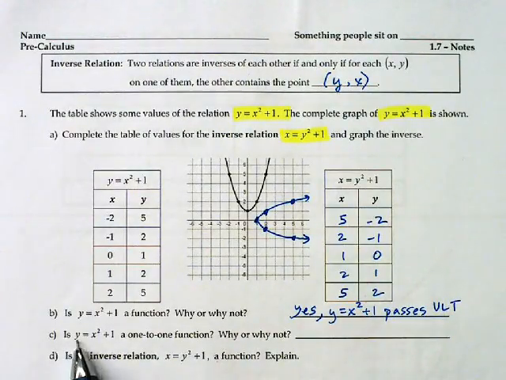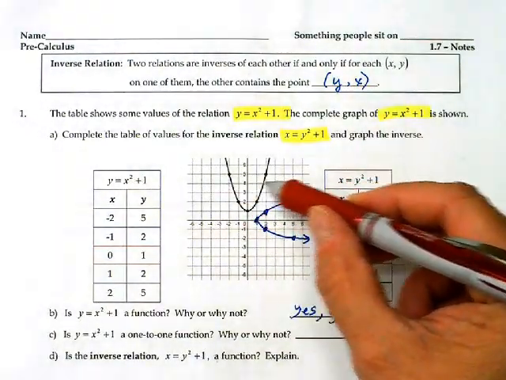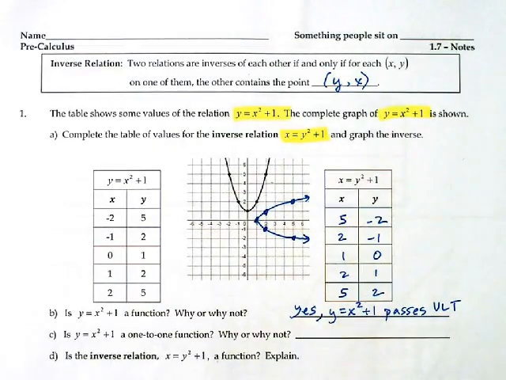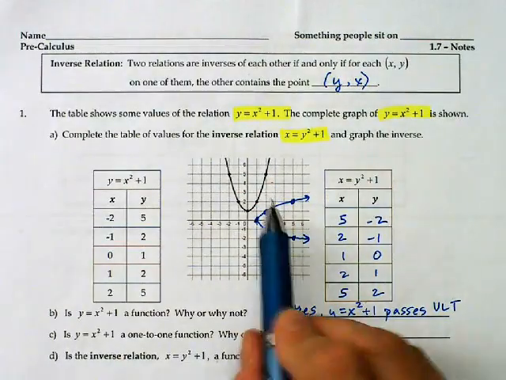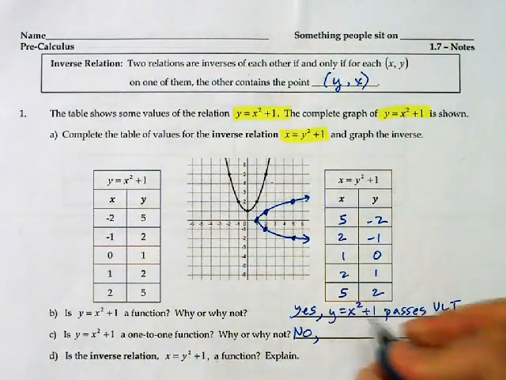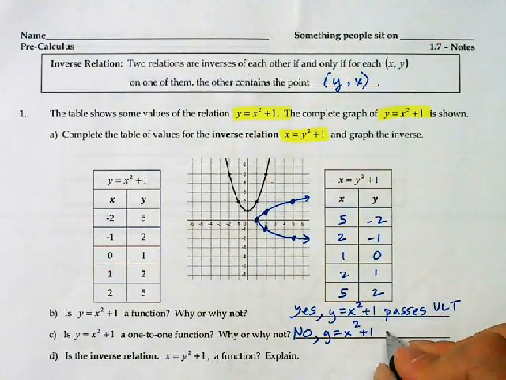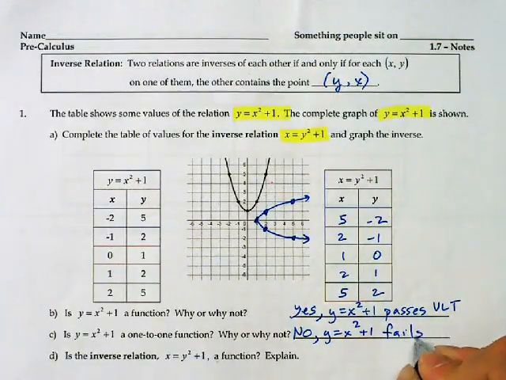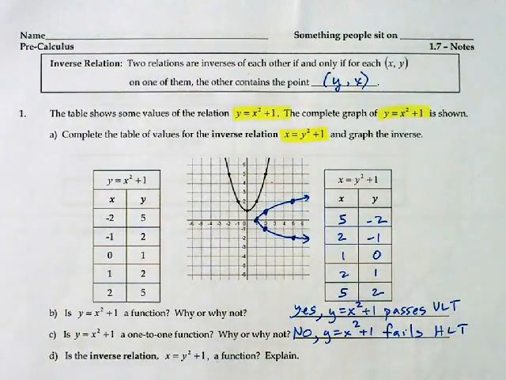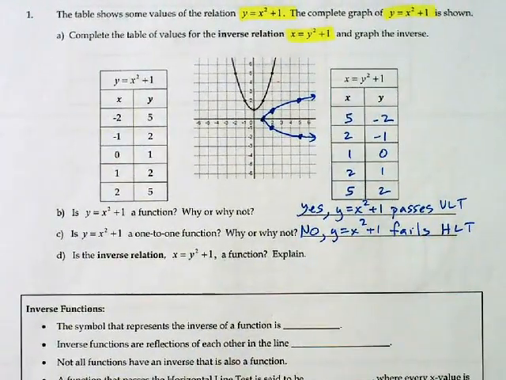Let's now ponder whether y equals x squared plus 1 is a one-to-one function. So remember that deals with the horizontal line test. And right here we can clearly see any horizontal line we draw pretty much anywhere will intersect my function more than one time. So unfortunately we say no. y equals x squared plus 1 fails the horizontal line test.